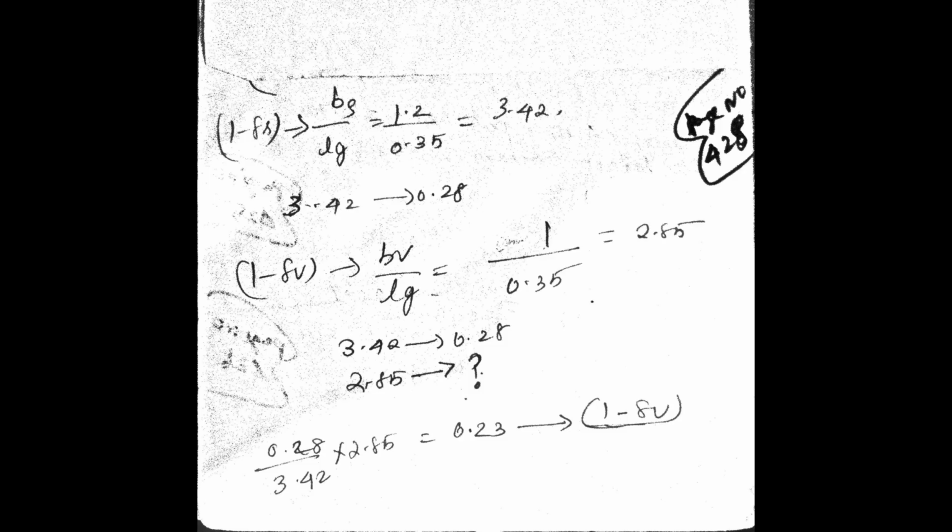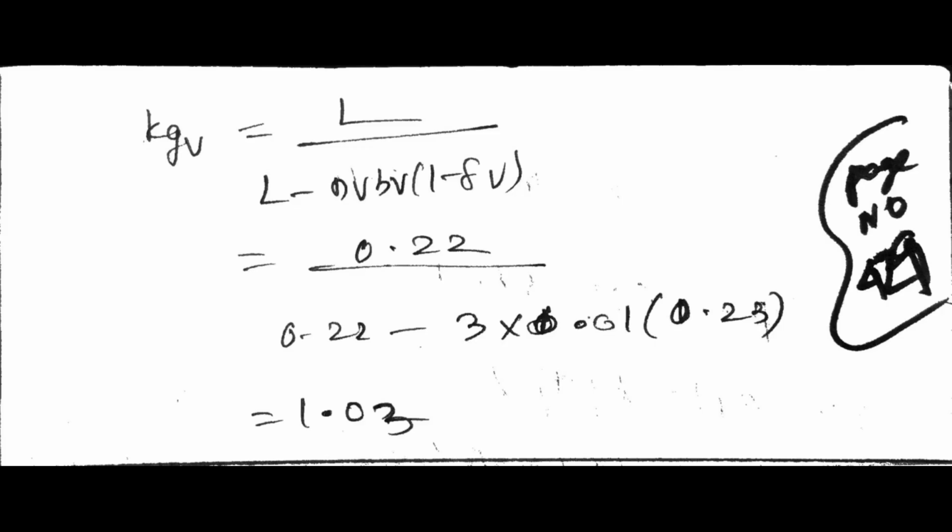We obtain a new value. Kgd, that is the factor value, is equal to capital L divided by capital L minus Nv Bv bracket 1 minus del v close bracket. Put required values in the Kgd formula: 0.22 divided by 0.22 minus 3 into 0.01 into 0.23 bracket. That is the Kgd value, we obtain 1.03.